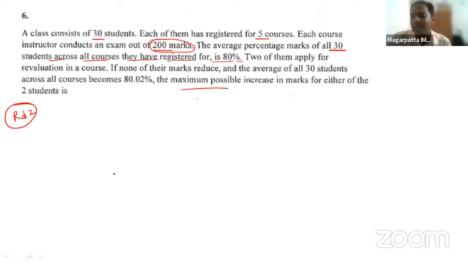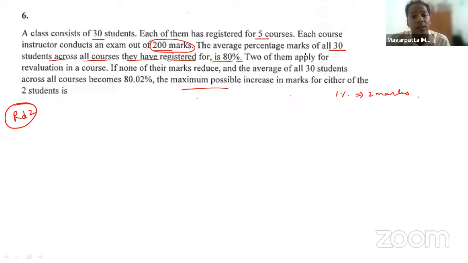A class consists of 30 students. Each of them had registered for 5 courses. Each course instructor conducts an exam out of 200 marks. So can I say 1% is actually 2 marks? 1% in any subject is 2 marks. Keep that in mind.